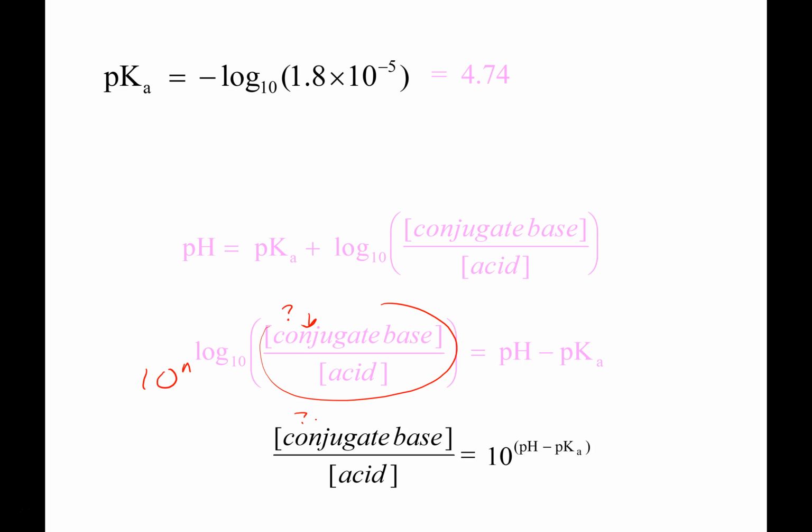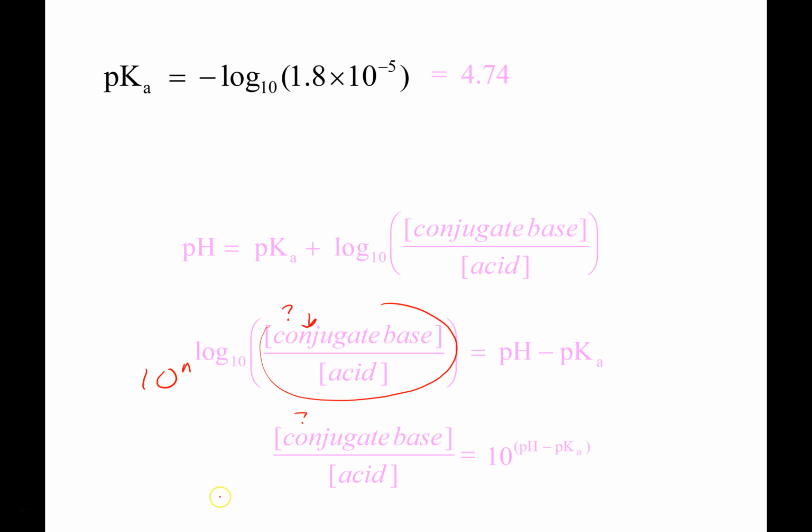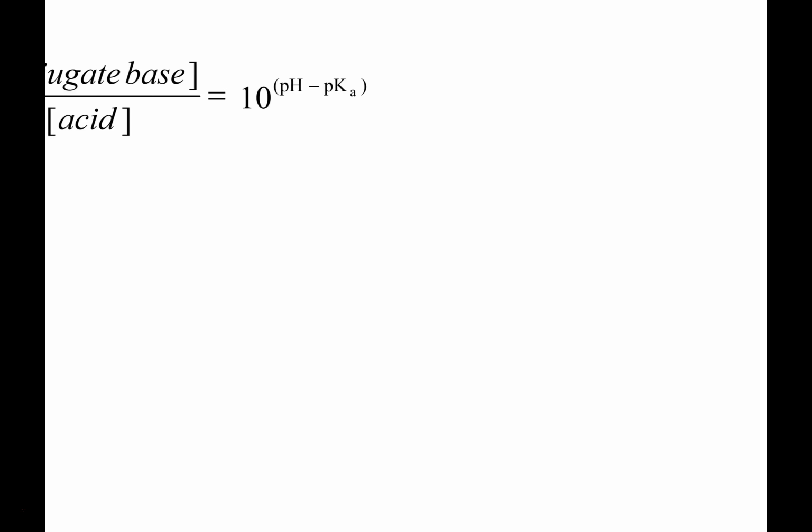I can rearrange this now, and I can simply say that the molar concentration of the conjugate base is equal to the molar concentration of acid times 10 raised to the pH minus pKa. All we've done is rearrange the Henderson-Hasselbalch equation for the thing we're trying to get to.